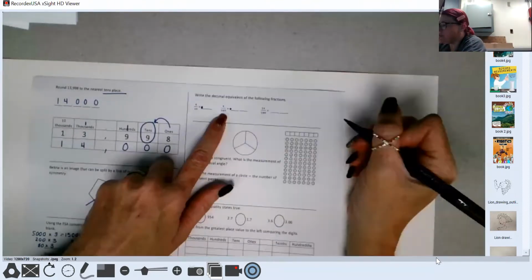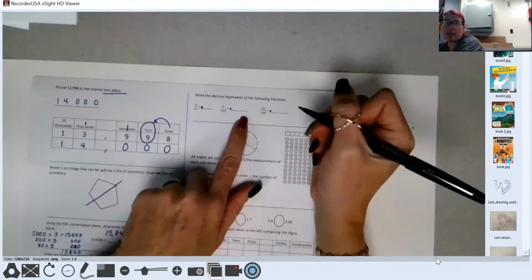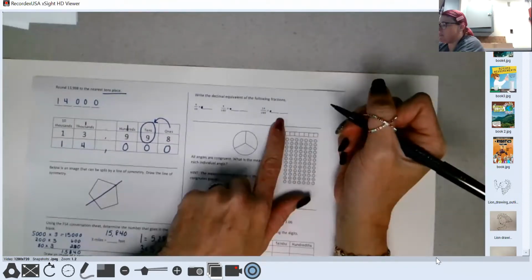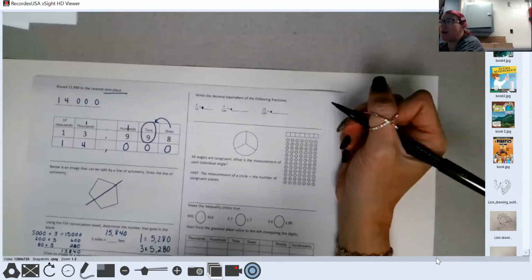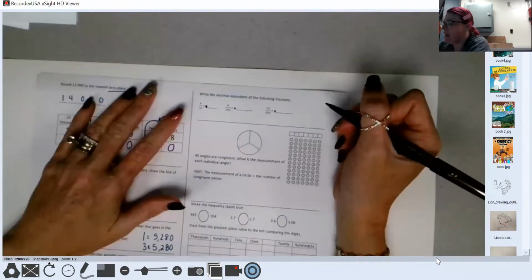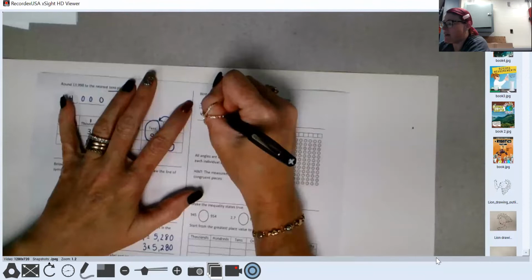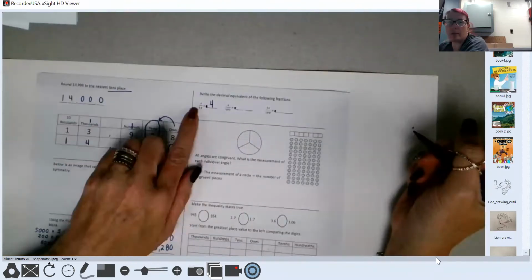2 zeros equals 2 place values after the decimal point. So I have my place values. I know how many numbers are supposed to be in my answer, and I just put my numerator in there. So there's 1 place value. My numerator is going to go there.